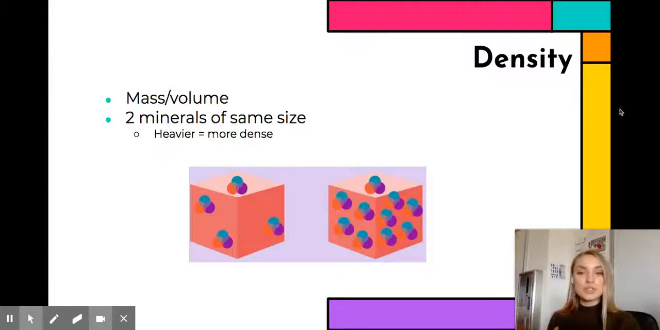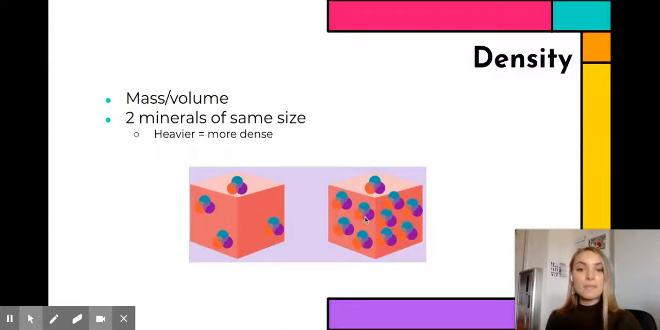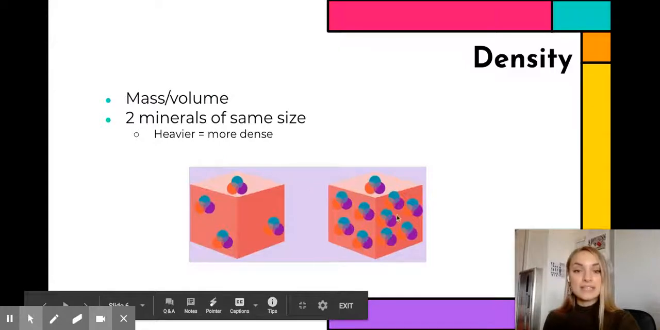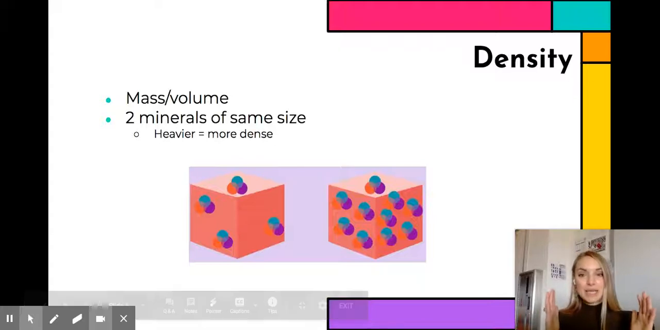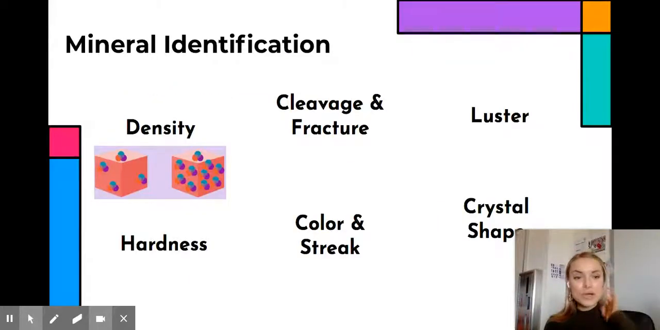If you look at the two pictures here, both of them, it looks like, are made up of the same stuff, these little three-colored dots, but this one is more dense. It has more of those molecules packed into the same size space than the other box. The other box has fewer of those molecules, so it's less dense. It has less mass in its volume. So, density, one initial way to start identifying the type of mineral you're working with.